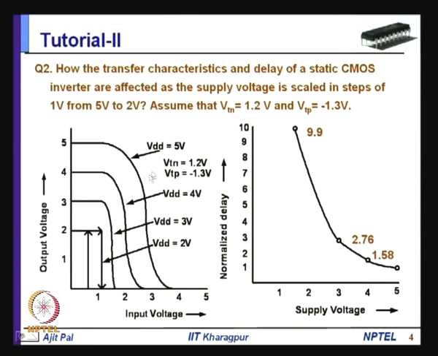So, in this part, the PMOS transistor is on for this part. Which part? 2 minus 1.3, that means up to 0.7 volt. So, up to 0.7 volt the PMOS transistor is on, and during this part none of the transistors are on. So, the characteristic is somewhat similar to this.